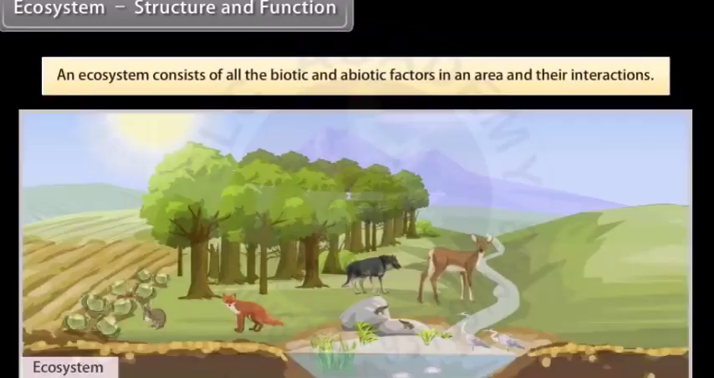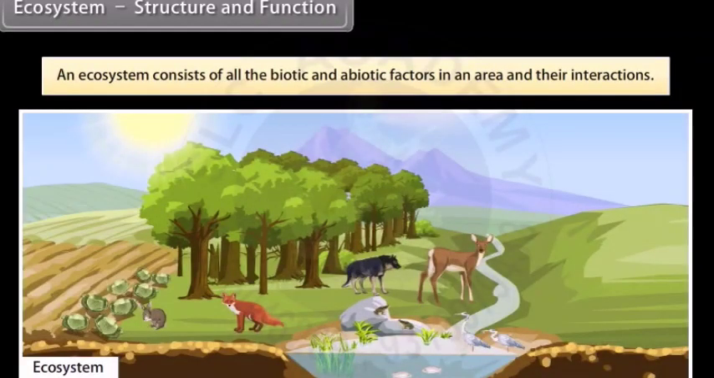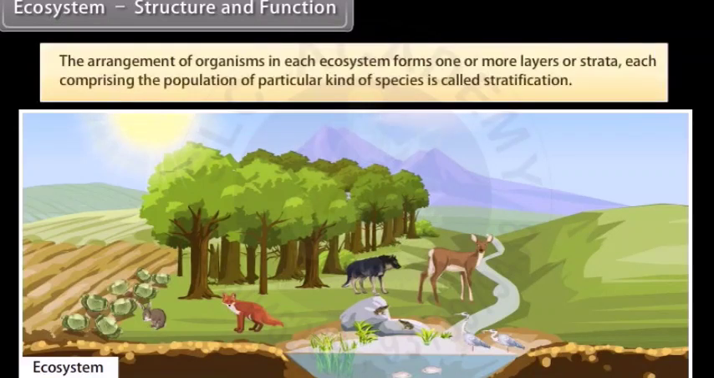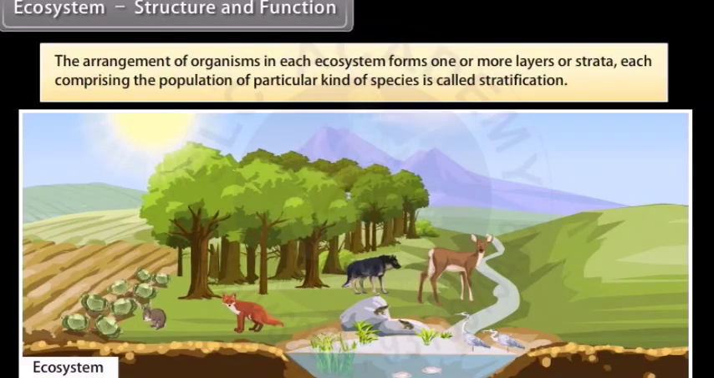Ecosystem, structure and function. An ecosystem consists of all the biotic and abiotic factors in an area and their interactions. The arrangement of organisms in each ecosystem forms one or more layers or strata, each comprising the population of a particular kind of species, is called stratification.